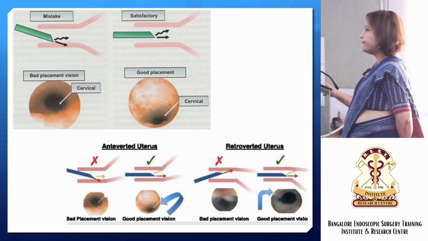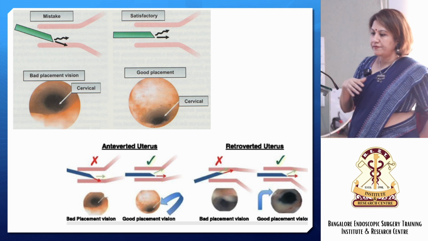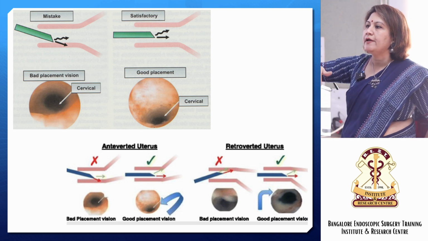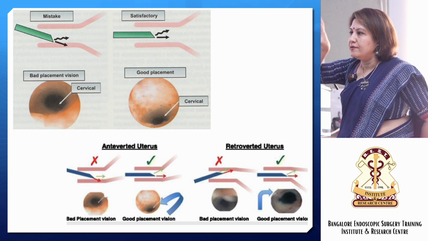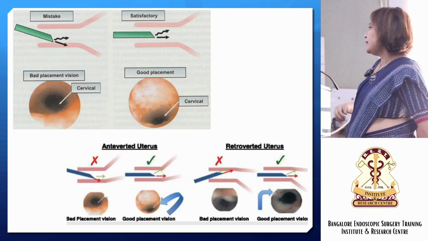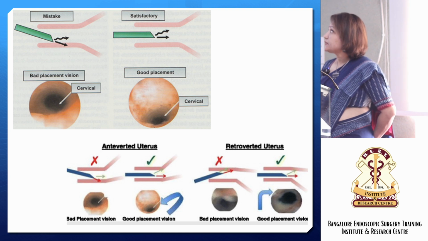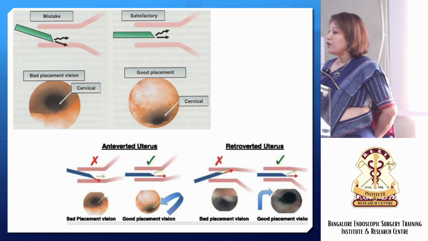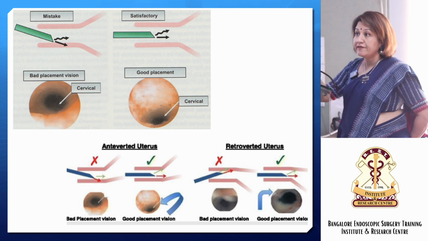You have to always remember that we are using a 30 degree telescope here. If you're not aware of this concept of 30 degree and 0 degree, what will we try to do? We'll take the telescope to the external os and just try to centralize the hole in the monitor and try to go in. But when you're using a 30 degree scope and you centralize the os, you're actually hitting the posterior wall, because your 30 degree scope is not in a straight line with the internal os. So obviously you're visualizing it in the center on the monitor, but actually you're digging into the posterior cervical canal, and that's why you'll find the entry difficult.